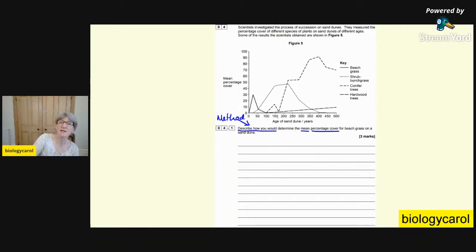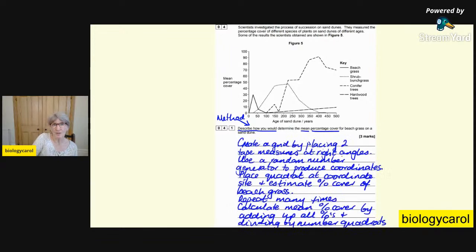In this case, you know what the numbers are, their percentage cover. Add up all the percentage covers and divide by the number of percentage covers that you've got. That would have earned you 2 marks if you'd just written that and you had no idea how to do the method. So I know how to do the method.